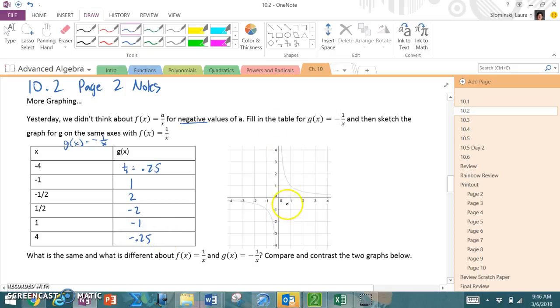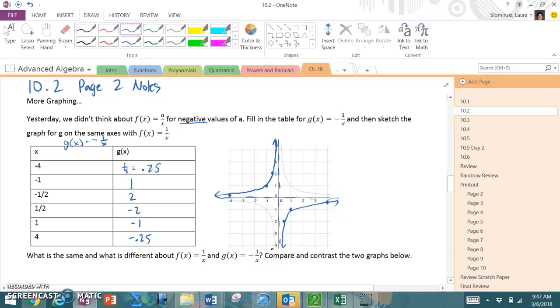We can see that the parent function is graphed here. This is f of x equals 1 over x. We have not shifted at all, so we're going to keep our asymptotes the same. But now we're going to plot points at negative 4, positive 0.25; negative 1, positive 1; and negative 1/2, positive 2. And what we can see by doing this is it makes it so we have a piece of this graph in quadrant 2, which is different than yesterday. The other half of the graph says go over positive 1/2 down 2, over 1 down 1, and over 4 down 0.25.